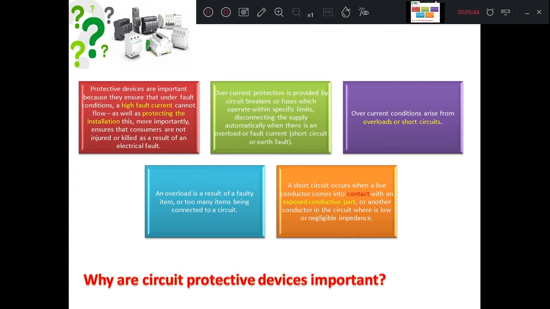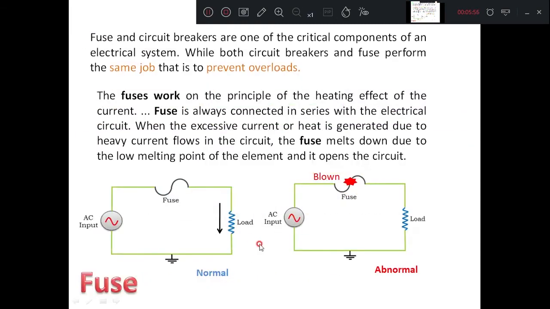Because of that the heavy current will flow. This is to protect the system. We need the circuit protective devices. That is the importance of the protective devices in the electrical system.